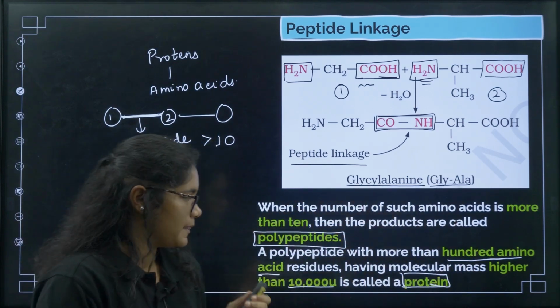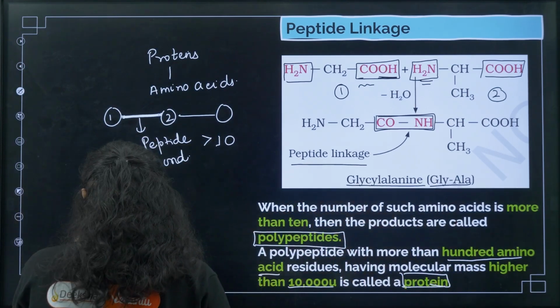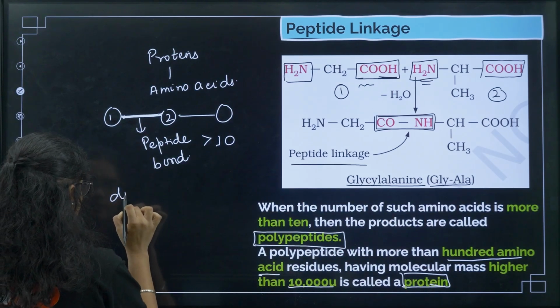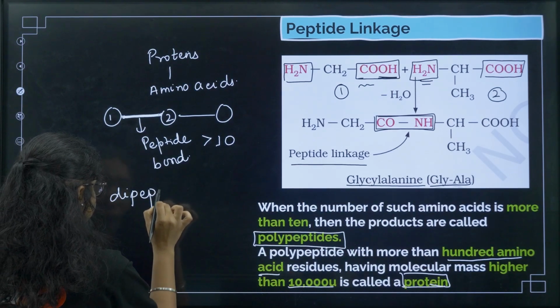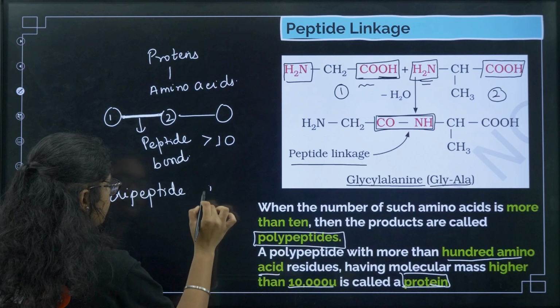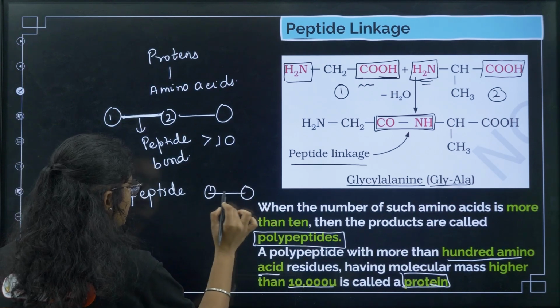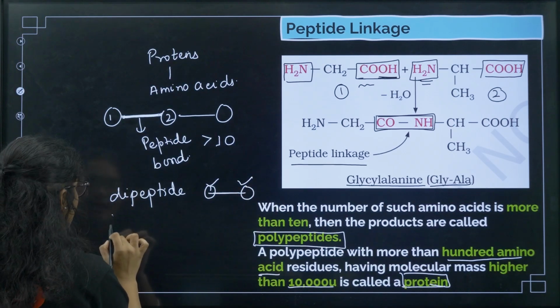Okay. Now, what is a dipeptide? Now see, if two amino acids are there, then we call it a dipeptide.